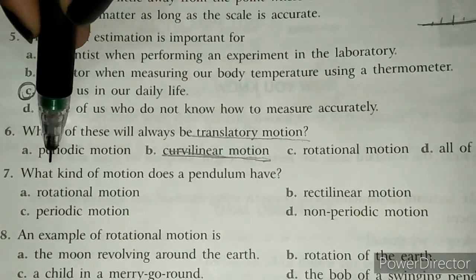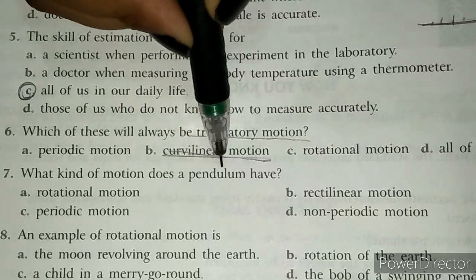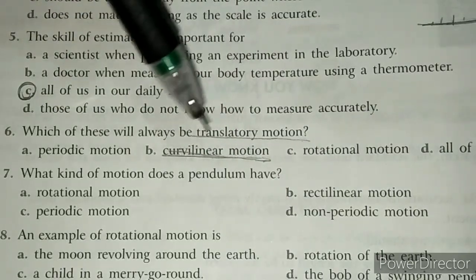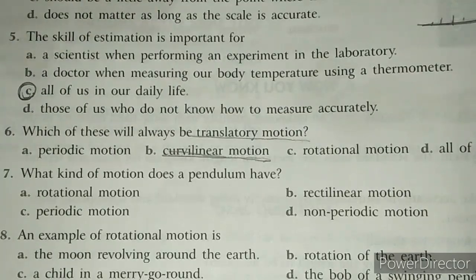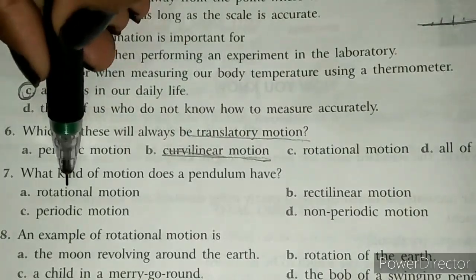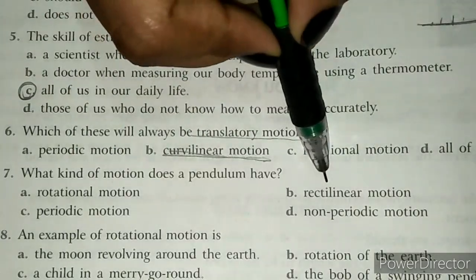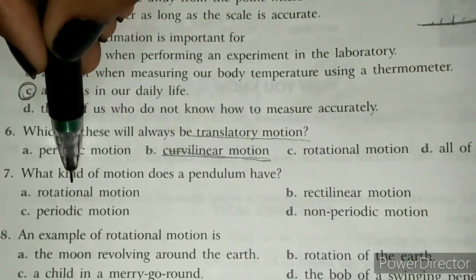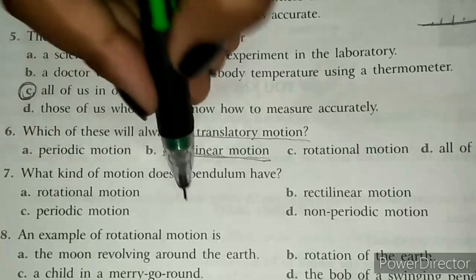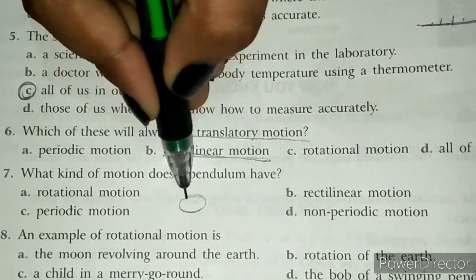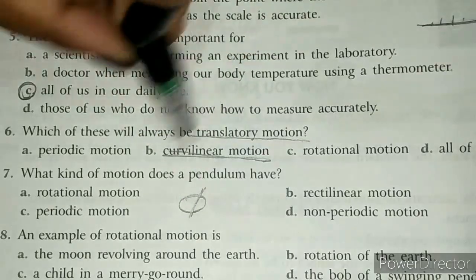Next one, what kind of motion does a pendulum have? Here they are asking about the pendulum. That means the thread is tied at a fixed place. So let's see what can be the right answer. Rotational motion, rectilinear, periodic or non-periodic. Rotational means an object moves around a particular axis, right?